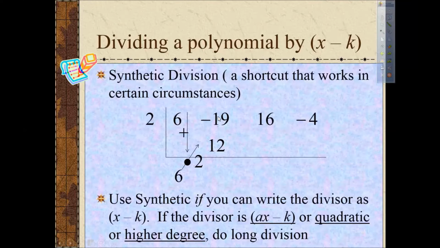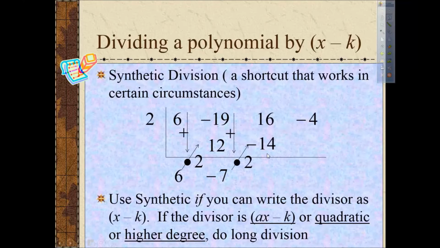Now let's repeat the process. Negative 19 plus a 12. When I'm going down, I add. I get a negative 7. When I go diagonal, I multiply. Take the 2 out here times the negative 7. That gives us a negative 14.